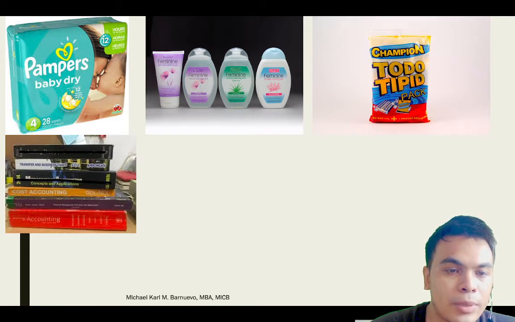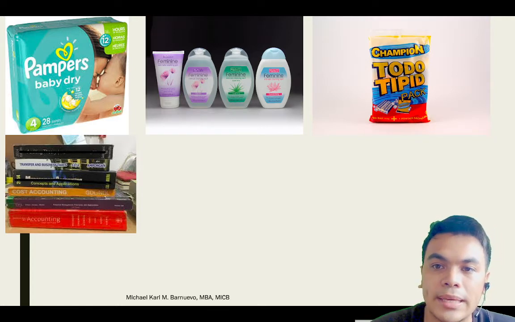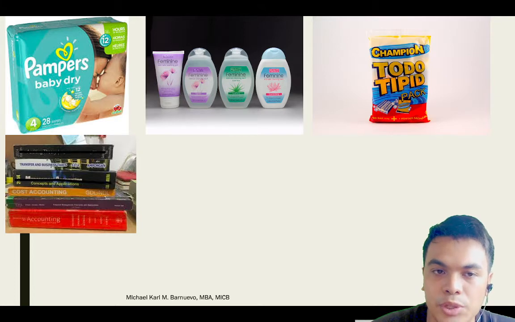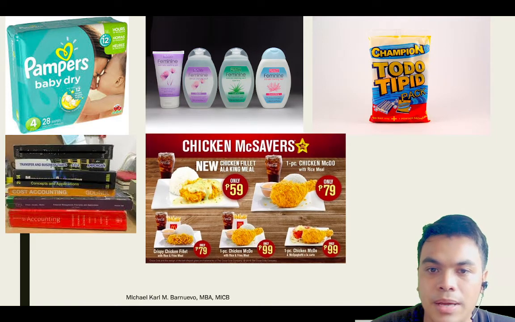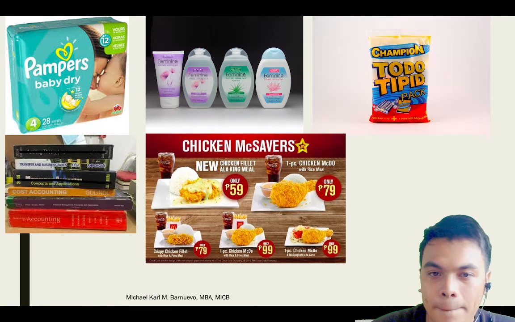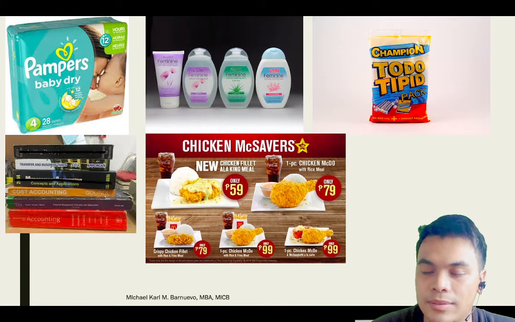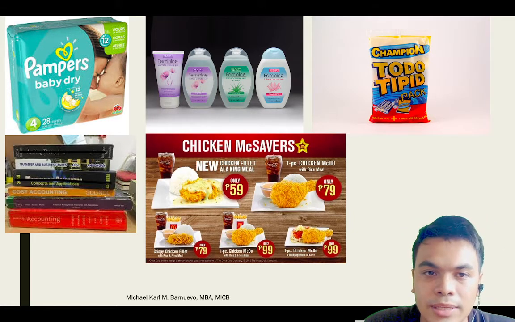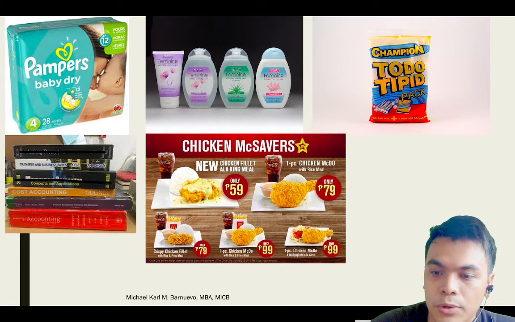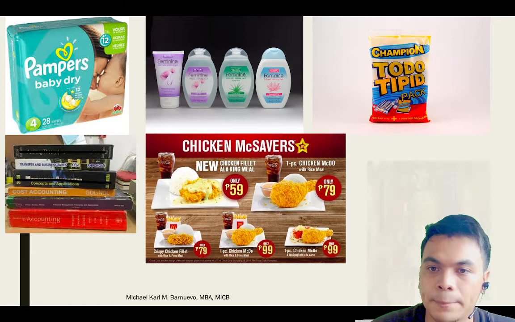Also, when it comes to education, in my example, I have here accounting books. Of course, it will cater to people whose profession or course is more on accounting. How about this? Max Savers. 59 pesos only, but I think the price has gone up already. Same with Champion Todo Tipid, it is for the budget conscious, lower income bracket.